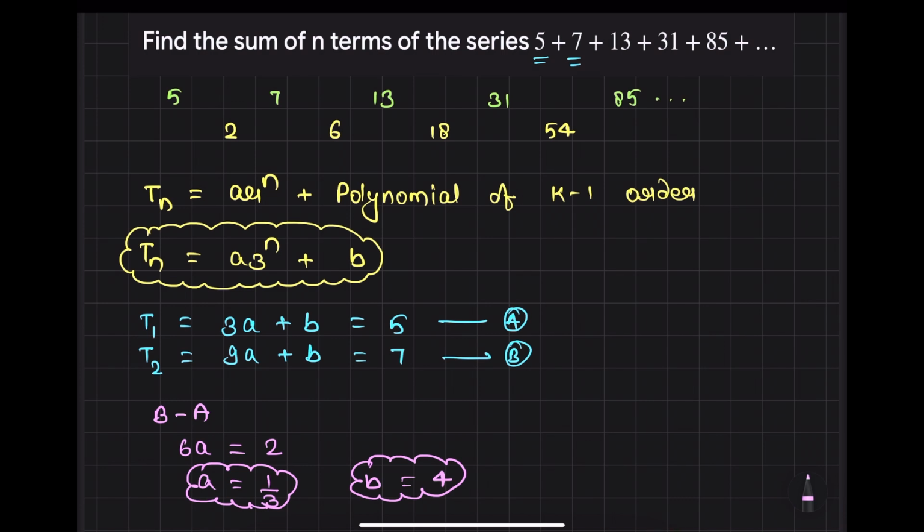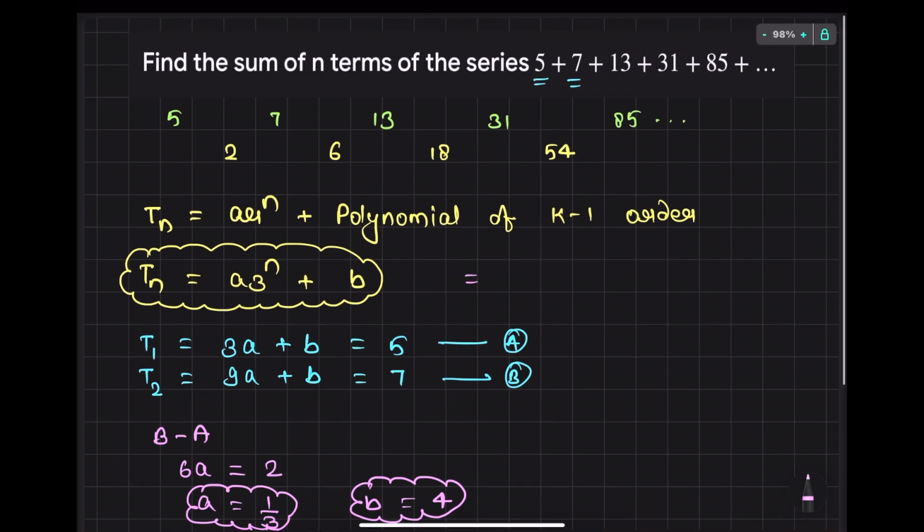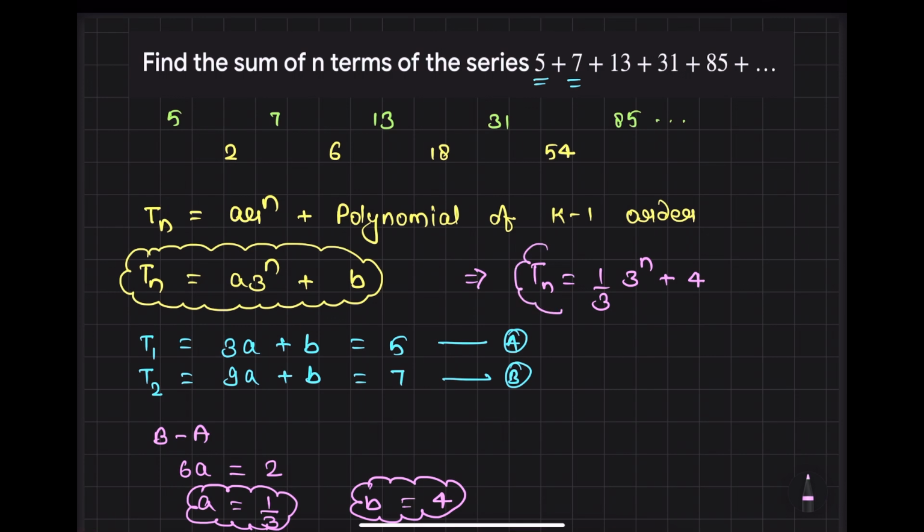Okay. Now you can upgrade this equation as Tn equals a is 1 by 3, 3 to the power n plus 4. So this is your proper Tn. Now you have to find the sum. For that you will apply the summation: sum of 1 by 3 into 3 to the power n plus 4, with n starting from 1 to n.